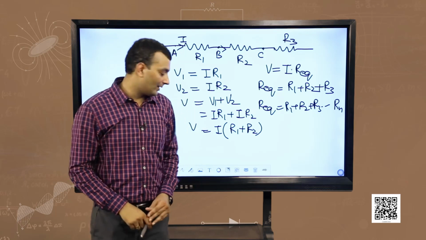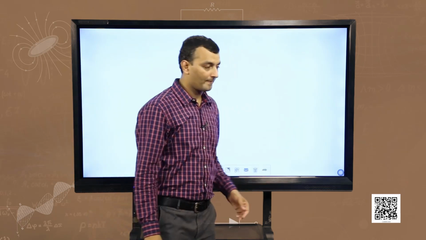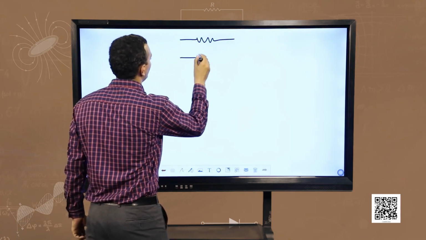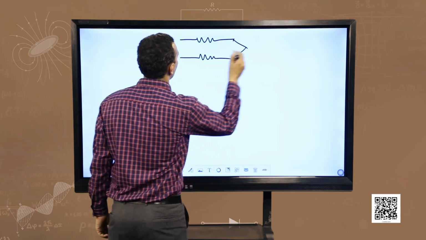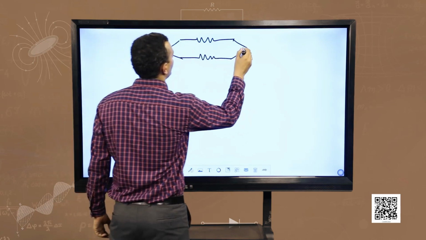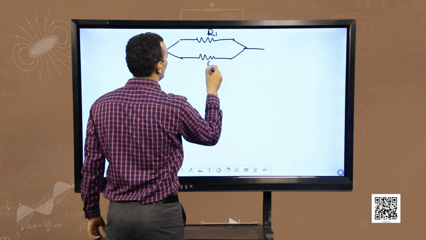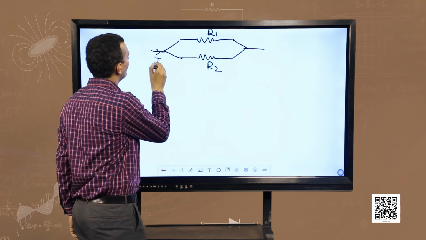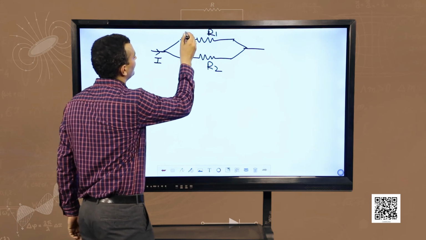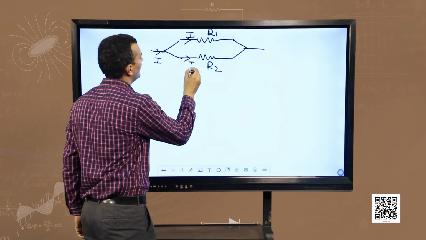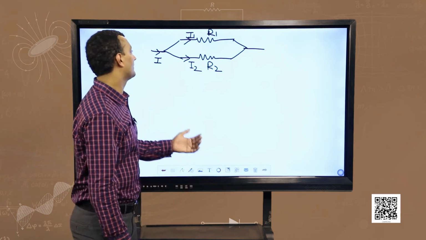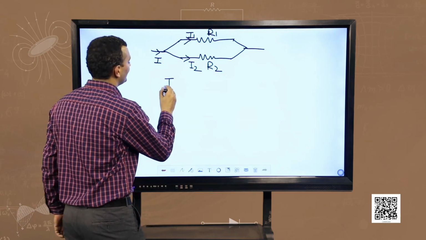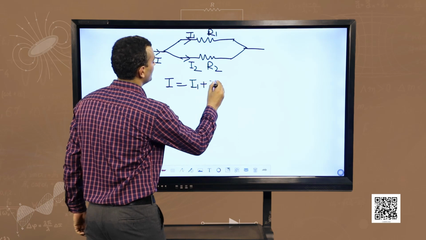Similarly, if we consider the parallel combination of two resistors, these are the two resistors and we have named them R1 and R2. Any current which has approached this point will be divided into two parts, since charge cannot be destroyed. So now we can write that I is equal to I1 plus I2.